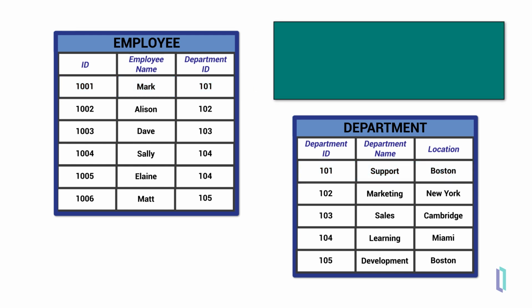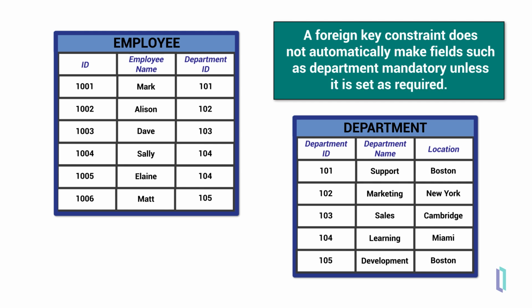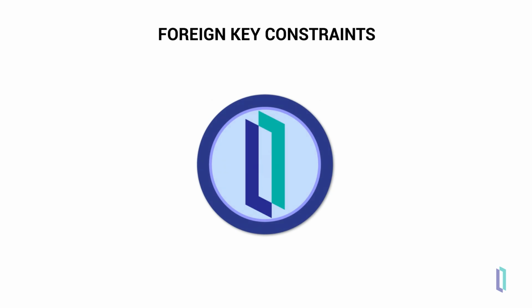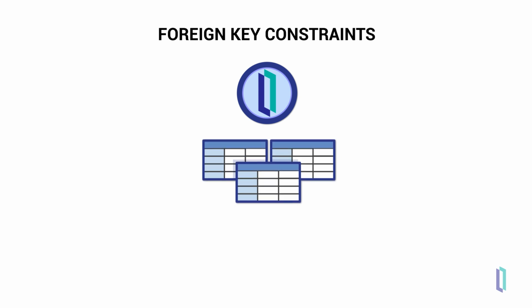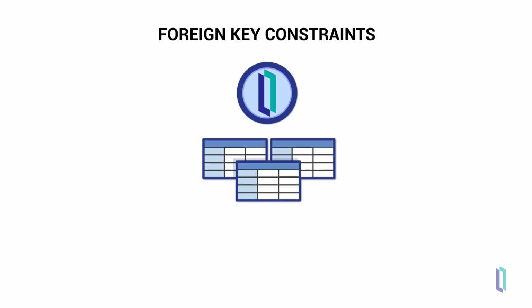It's important to note that a foreign key constraint does not automatically make fields such as department mandatory, unless it is set as required. Let's take a closer look at how foreign key constraints operate within InterSystems IRIS. These constraints guide how data interacts across related tables, allowing it to be seamlessly integrated with both SQL and object data models.